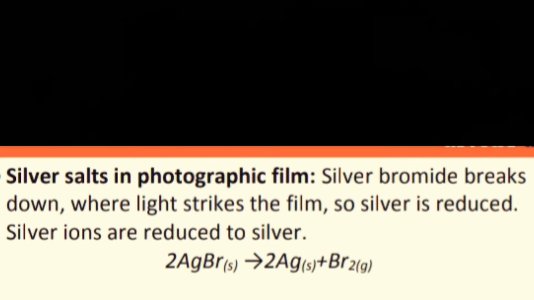Another example for photochemical reaction is silver salt photography. Silver bromide will change to silver and bromine. In silver salt photography, in photographic film, the chemical reaction taking place is that silver bromide will change to silver and bromine. Silver bromide, in presence of sunlight, will decompose to silver and bromine. So, photochemical reaction.